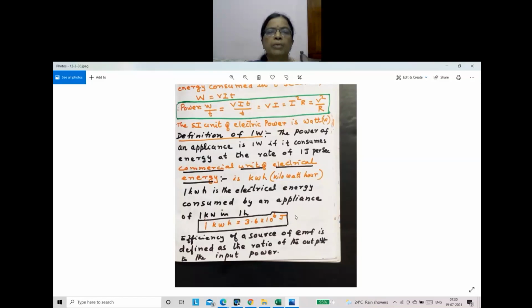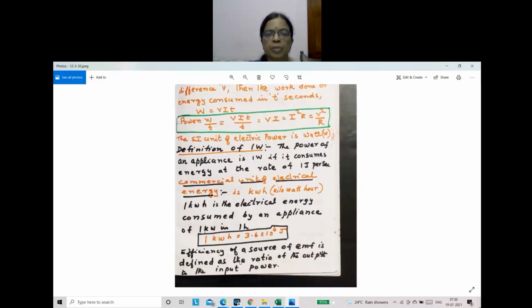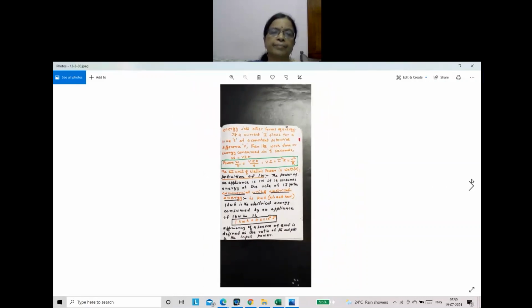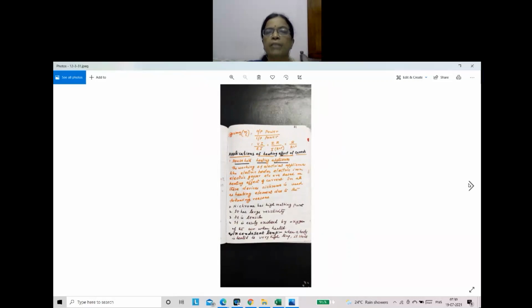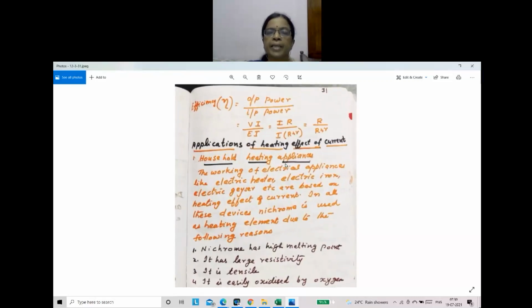Efficiency of a source of EMF is defined as the ratio of the output power to the input power. Efficiency relation: output power to the input power. So these are small things that you should know.